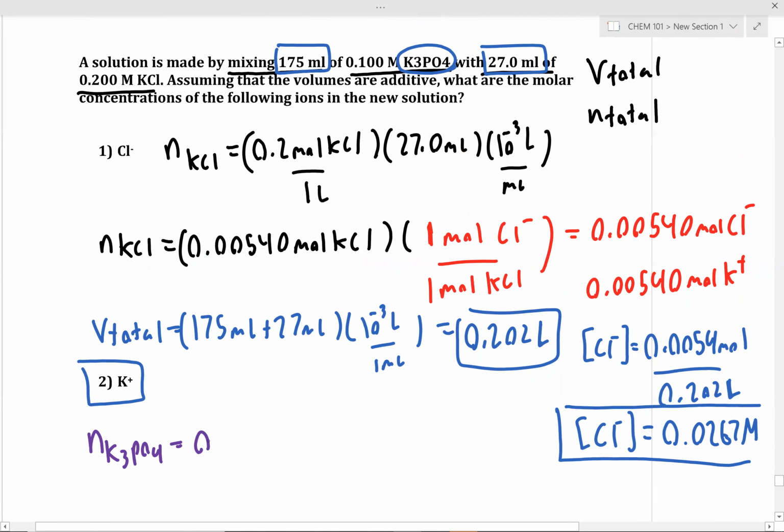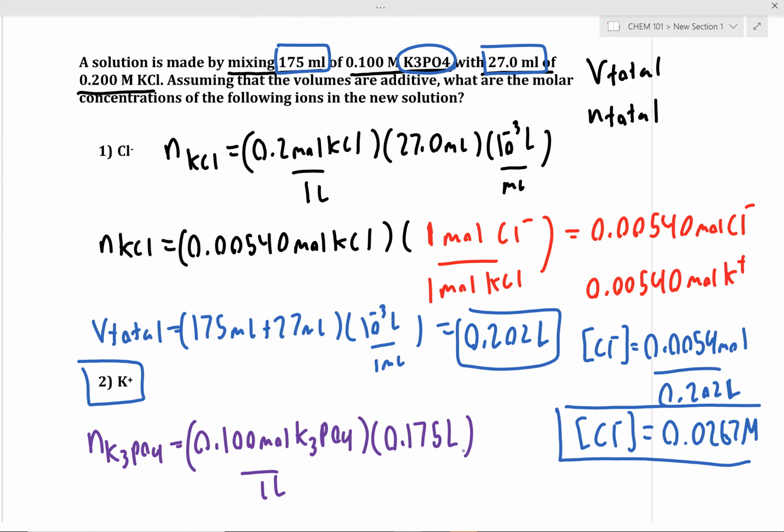0.1. So we have 0.100 moles of potassium phosphate per 1 liter. And what volume of solution do we have? Yep. Which we can write as 0.175 liters. Is everyone following me so far on where I got the moles, molarity and volume to get the moles from?